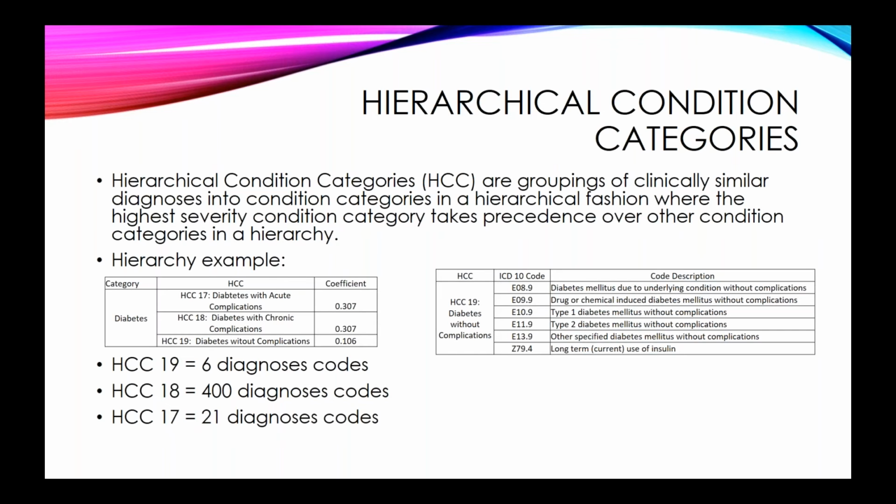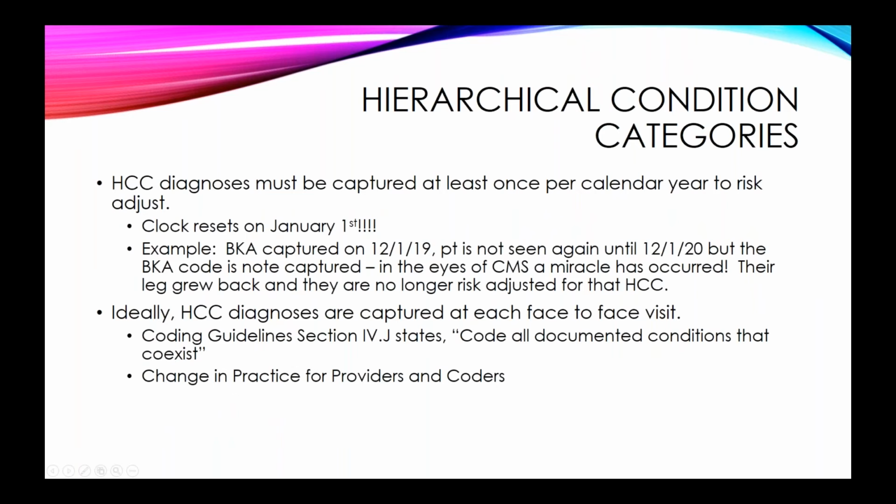And you can see here through the coefficient, I don't know if you guys can see my mouse here, the coefficient on that is very, very different, much higher weighted. So this is showing that your patient is sicker than a patient without complications. You can see here about how many diagnoses can go into these condition categories themselves. So for 19, you see we only have 6 diagnoses. In 18, there are 400 diagnoses that can be captured to get you that HCC.